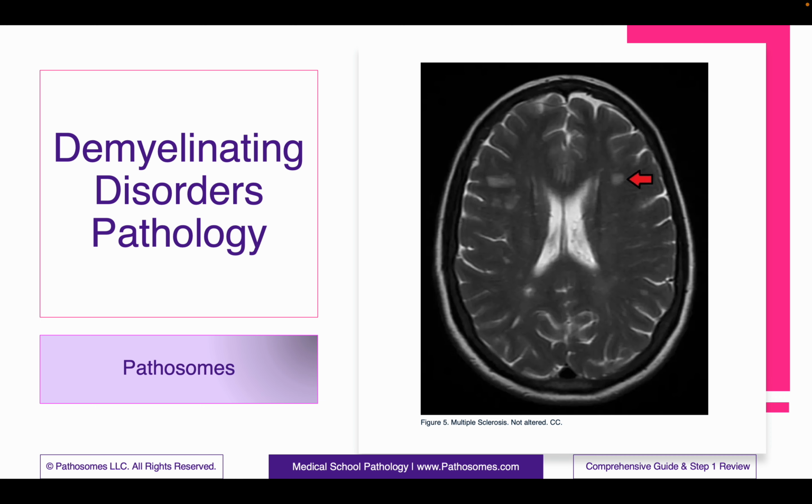You're probably wondering, what's going on with this image here? Well, the astute radiologist would immediately recognize, without the red arrow, that there is a bright white spot, and that is a classical lesion associated with multiple sclerosis. We're going to be discussing this and much more in this presentation on demyelinating disorders pathology.